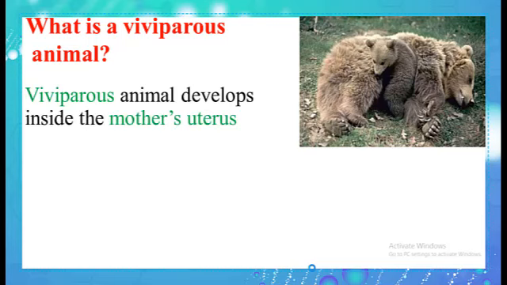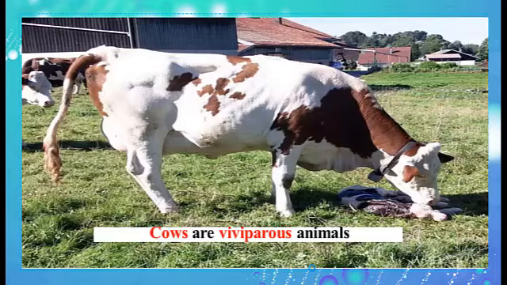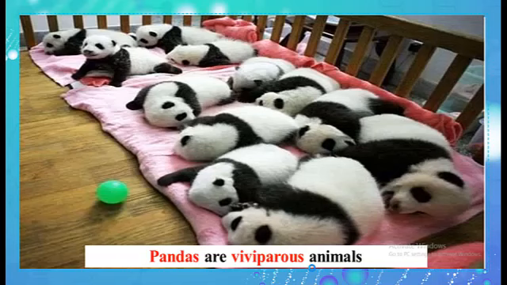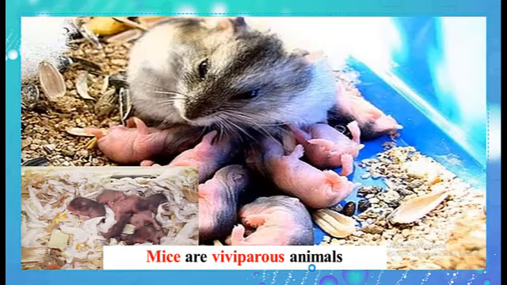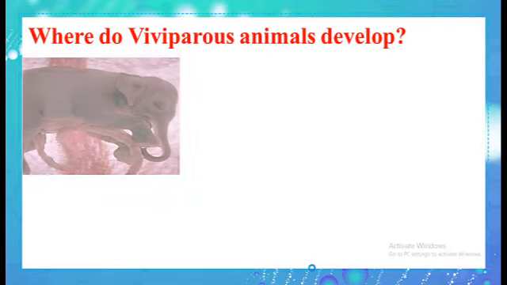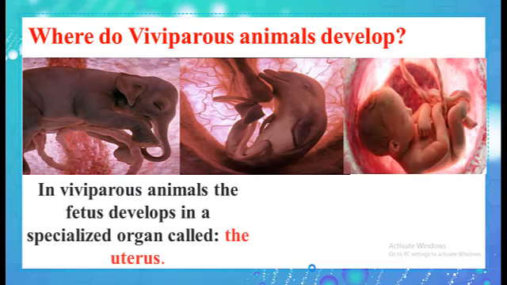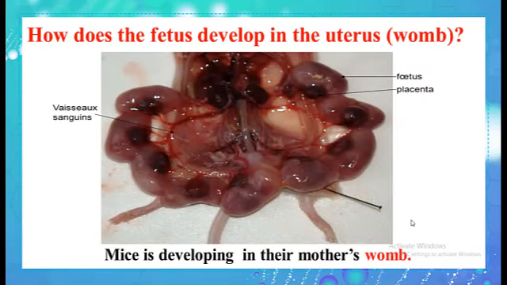A viviparous animal develops inside the mother's uterus. Like the cows are viviparous animals, the pandas are viviparous animals, the lioness are viviparous animals, and the mice are also viviparous animals. Where do viviparous animals develop? In viviparous animals, the fetus develops in a specialized organ called the uterus. How does the fetus develop in the uterus or the womb? Mice develop here in their mother's womb.